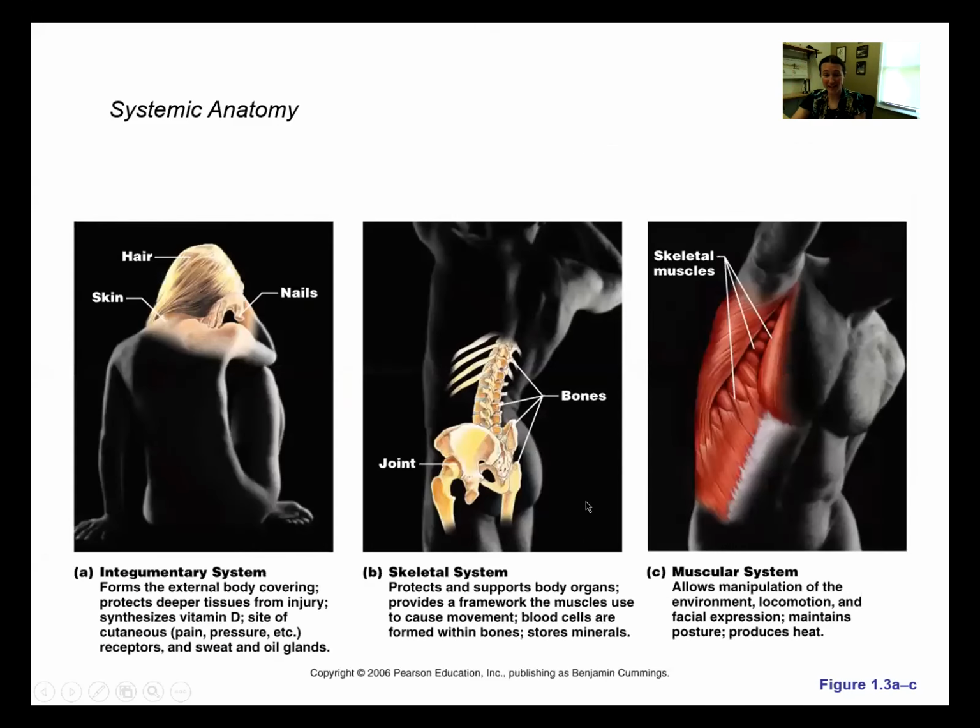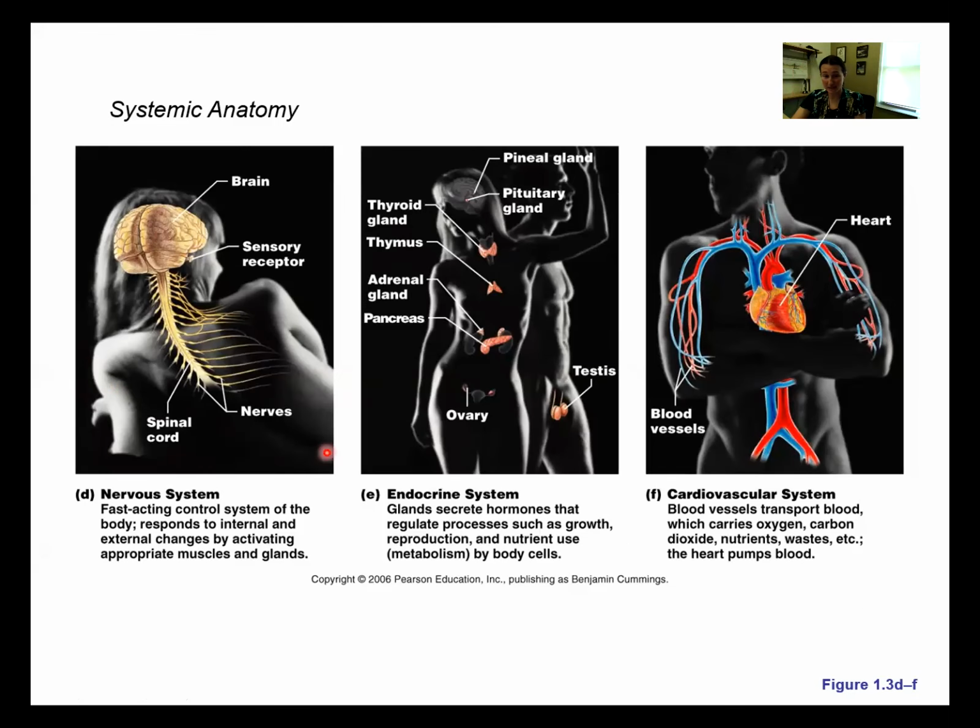Okay, so again, in A&P1, we are covering these systems in detail. And here's the cutoff, right? So the endocrine system and beyond, all of those are A&P2 organ systems. Okay, so I'm going to introduce you briefly to the rest of the organ systems.